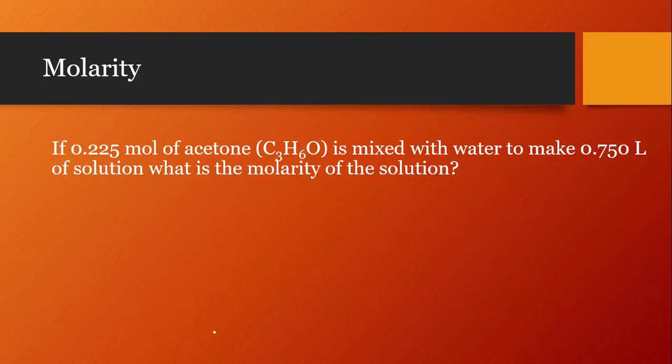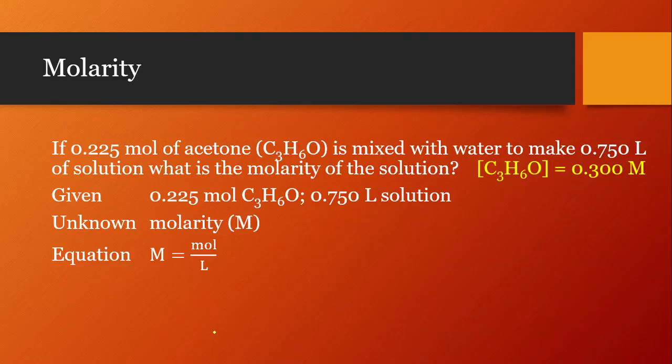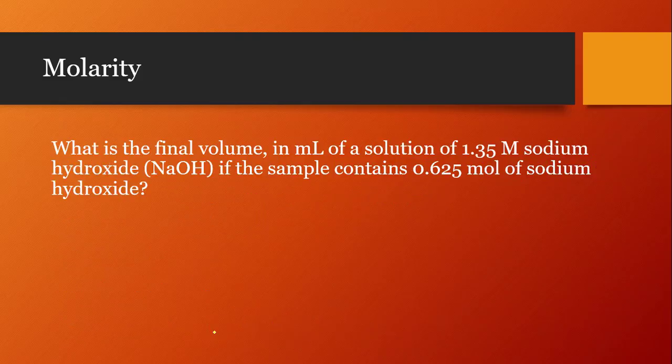And the correct answer is 0.300 molar. How did we get the answer? Well, we're given the number of moles of acetone and the volume of the solution in liters. We're looking for the molarity. The equation for molarity is moles divided by liters. So I substitute in where appropriate. There's no need for rearrangement, so I can easily solve it, and I get 0.300 molar. On to the next example.